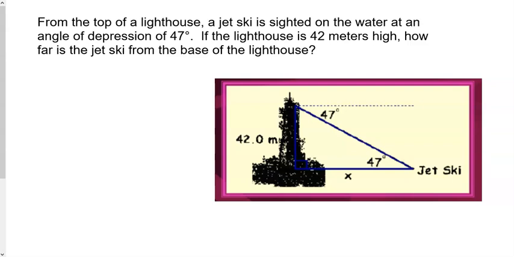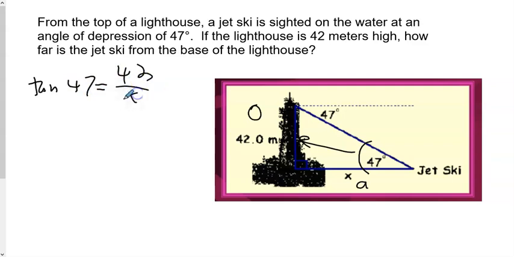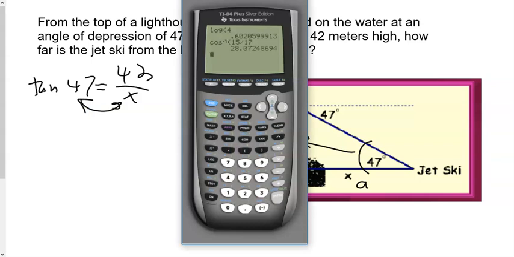Okay? So it says from the top of the lighthouse, a jet ski on the water, sighted at an angle of depression of 47 degrees. If the lighthouse is 42 meters high, how far is the jet ski from the base? Okay? So our angle is 47. And even though we're looking at it downward, we can put this inside the triangle, which makes life easier because of alternate interior angles. We have opposite, and we're trying to find adjacent. So O and A is tangent. So tangent of 47 equals opposite over adjacent. And remember, X on the bottom, we just switch these. So we take our calculator, and we're going to do 42 divided by tangent of 47.